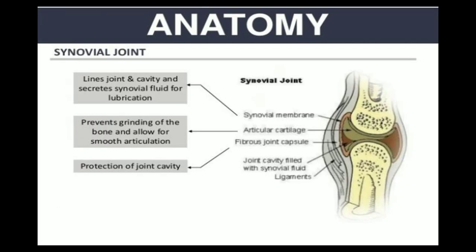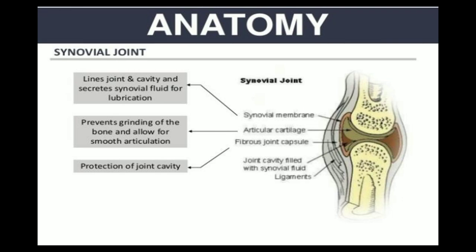Now, anatomy of the synovial joint. So what is the anatomy of the synovial joint, or what are the functions of the synovial joint? We can see synovial joints line joints and cavity and secrete synovial fluid for lubrication. As we know, synovial joints contain synovial fluid. So they line the joint and secrete fluid for the lubrication so that joints do not collapse over one another. Prevents grinding of the bone and allows for smooth articulation.